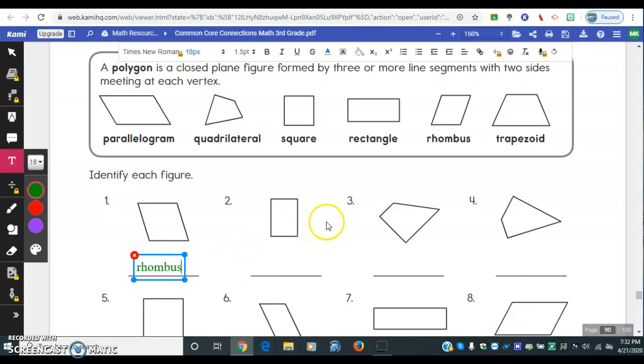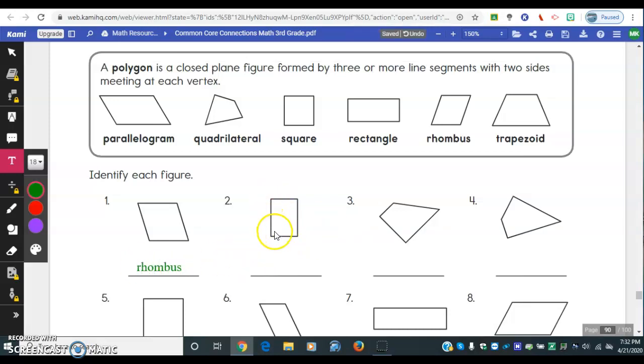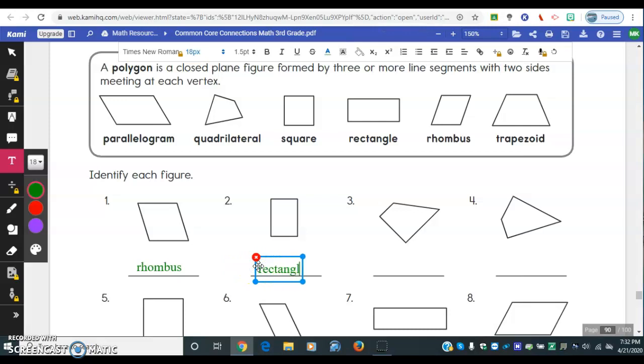Okay, moving on to number 2. This is also a parallelogram, but it has a better name for it. When you have 4 straight corners like this, which we call right angles, we know that we're looking at a rectangle. It's not a square because the sides are not all the same length, but it is a rectangle. So yeah, it's a parallelogram because most of these are parallelograms, but it's not just a parallelogram. It's also a rectangle. So rectangle is the best name for it.